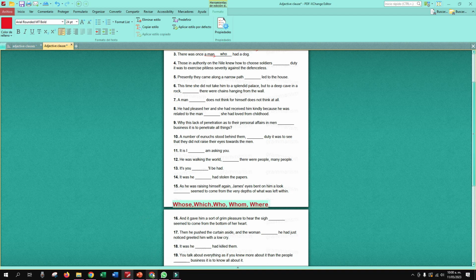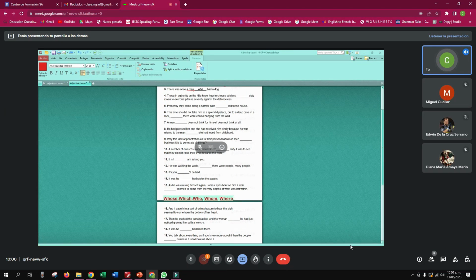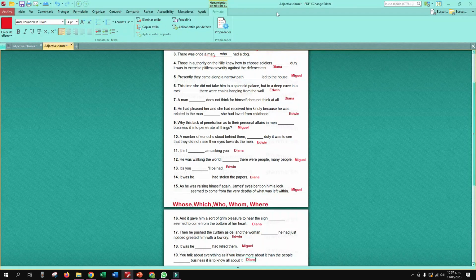Then we're going to check them together. Read the sentences very carefully and decide which would be the correct relative pronoun to complete those adjective clauses, okay? You are going to have 5 minutes to work on them. Remember, if you have questions, just raise your hand and I will try to help you. Then we're going to check the answers together, right? So work, guys.